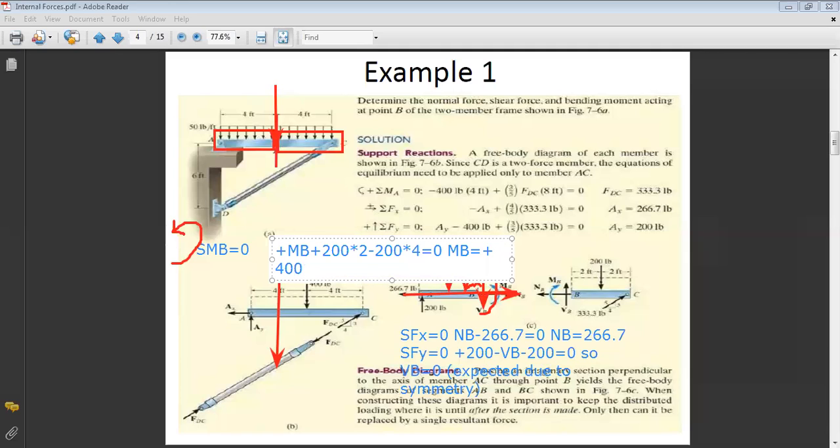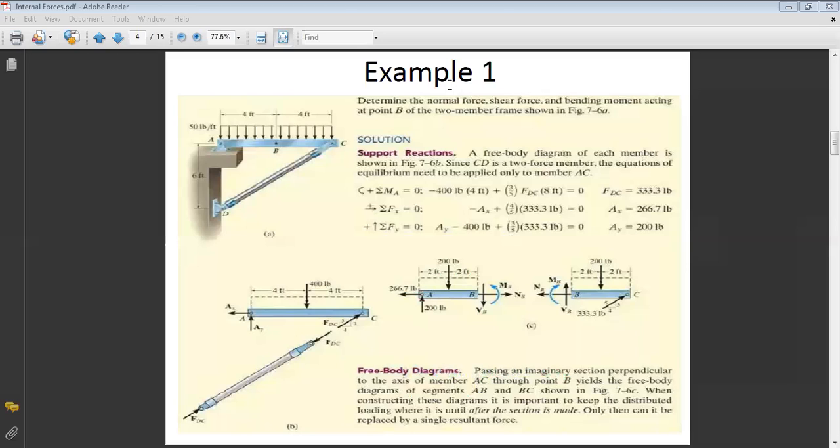Okay, so MB is in the counterclockwise direction. If you get a negative value, this means that MB is in the clockwise direction. Any question until here? Okay. So now, let us try the other part. If we choose the other part, we will obtain the same results. If you do your analysis on this part, you should only pay attention to follow the convention.